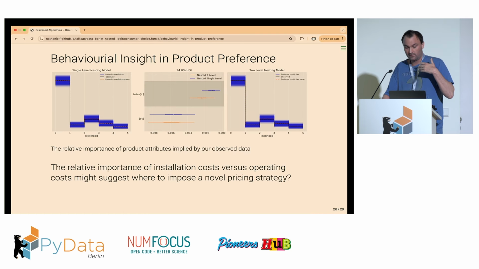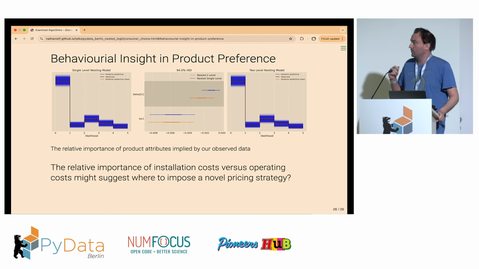And so to assess the plausibility of each model fit, you want to inspect these values. You want to understand these parameter values. How plausible is it that installation costs have such a deleterious effect on the utility of a good?